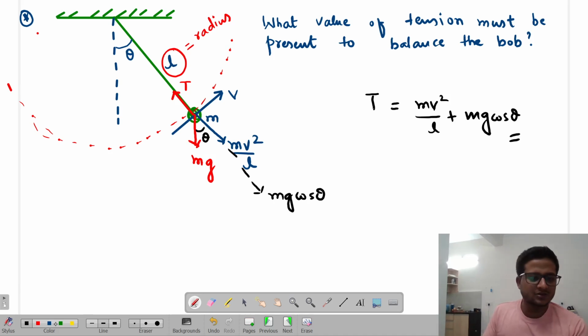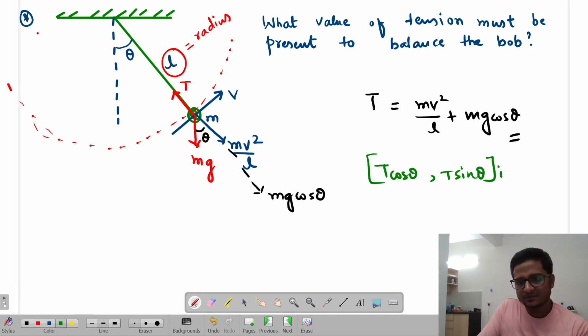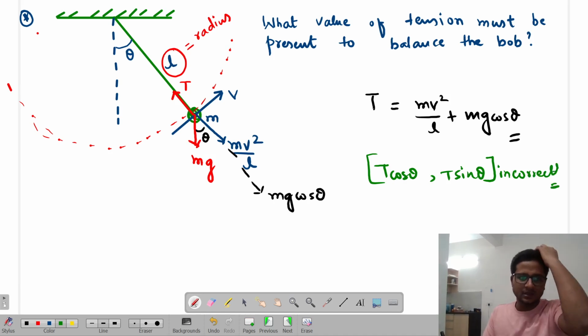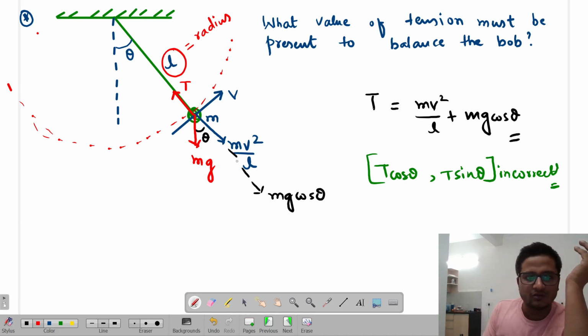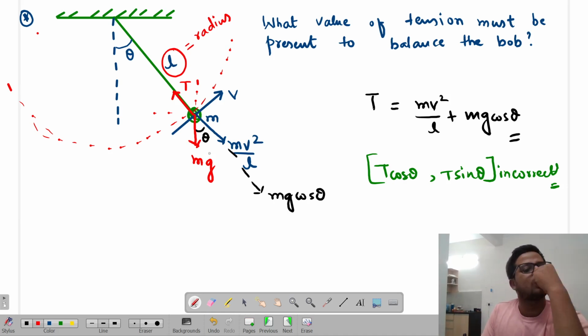But why didn't we go through this method of resolving into T cos theta and T sin theta? Why is this method incorrect? See this, that's what I will tell you. When I consider T cos theta and T sin theta, T cos theta is balancing my mg, and T sin theta is balancing, at that instant, only one component of mv square by l. Another component is still left out. That is why it is not getting considered.